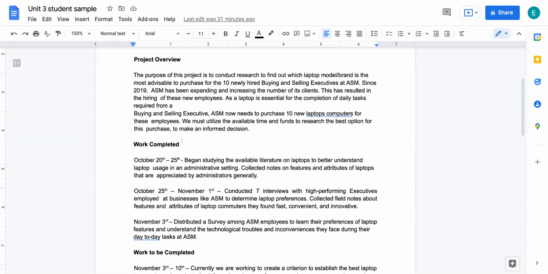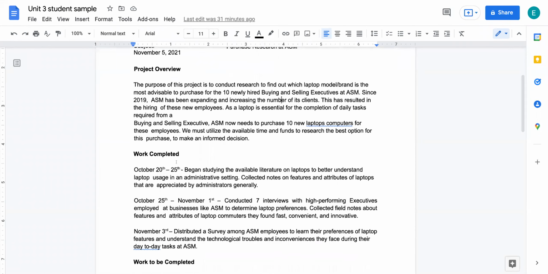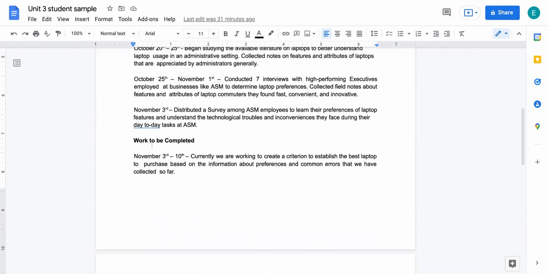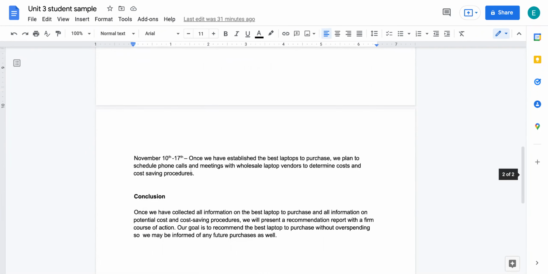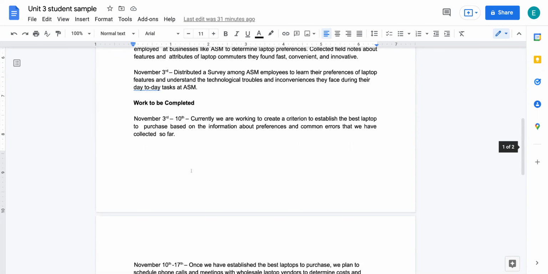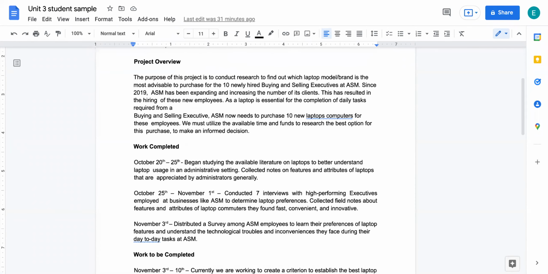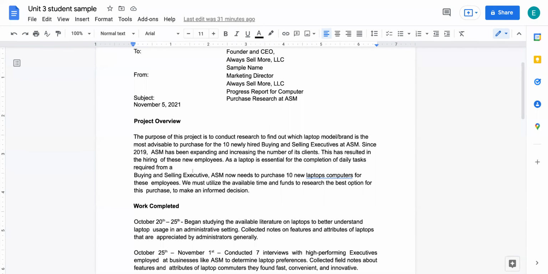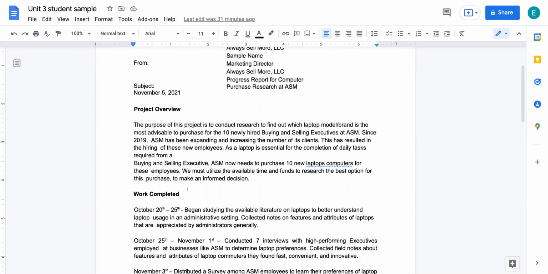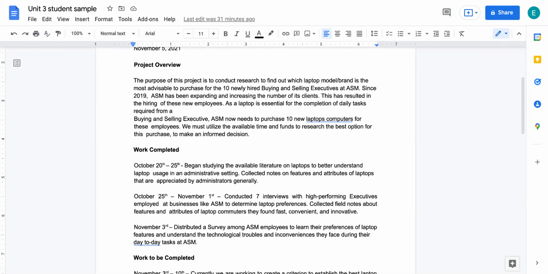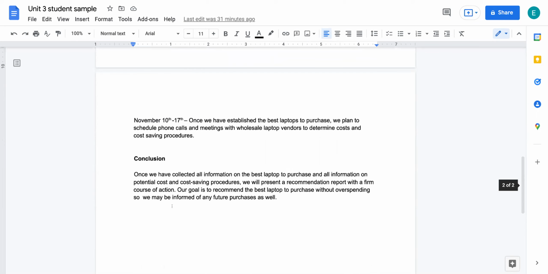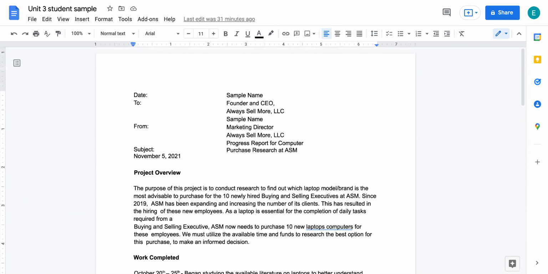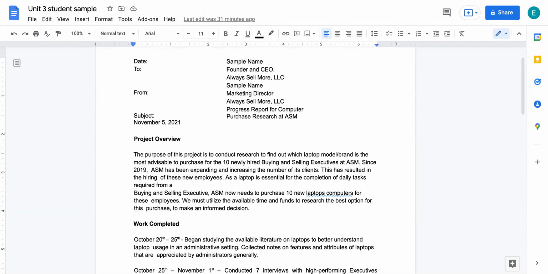Let's take a look at the project overview, the work completed, the work to be completed, and the conclusion sections. Your document can be 1 to 2 pages. Most people can definitely make it 1 to just a little bit of a second page. It should not be longer than 2 pages.